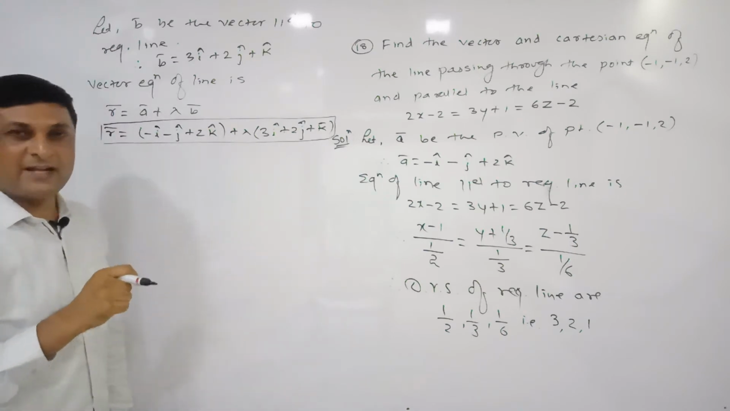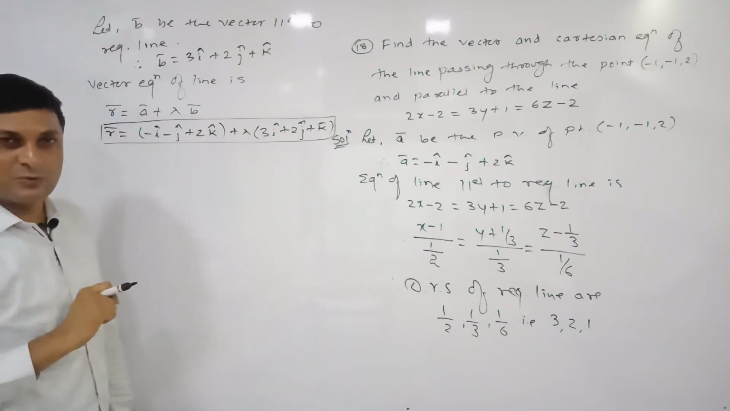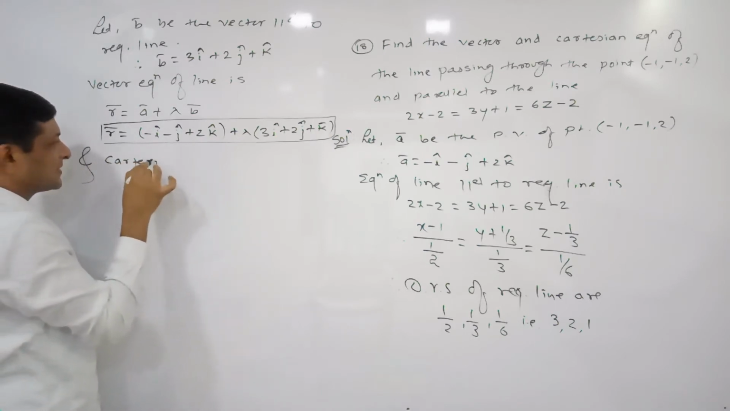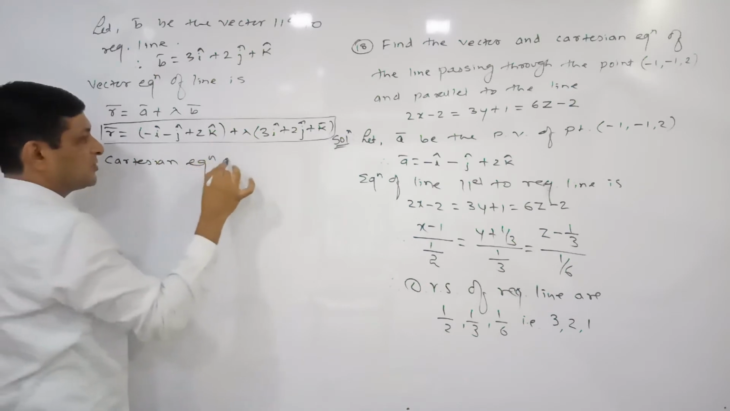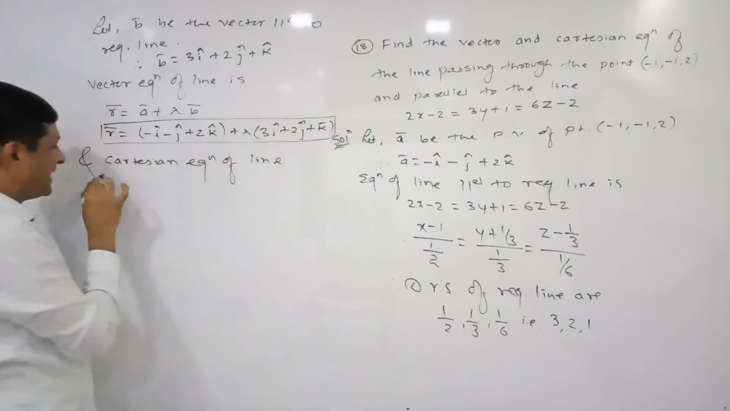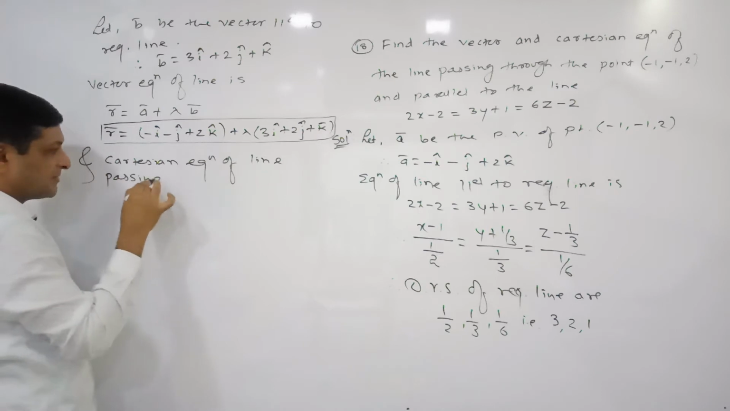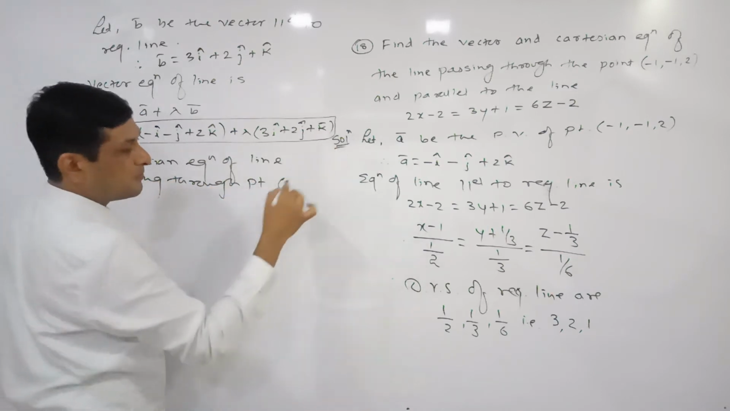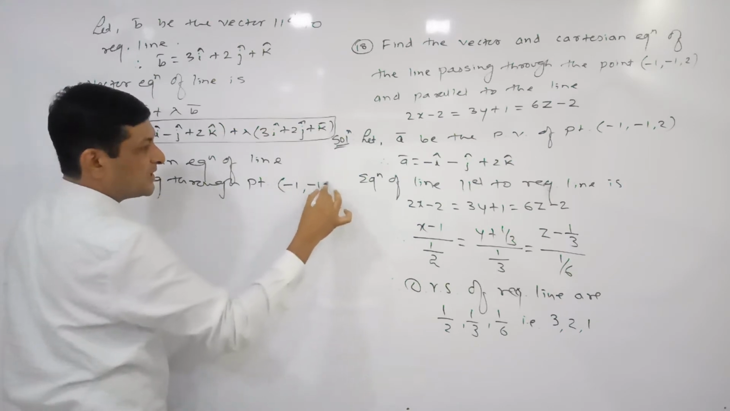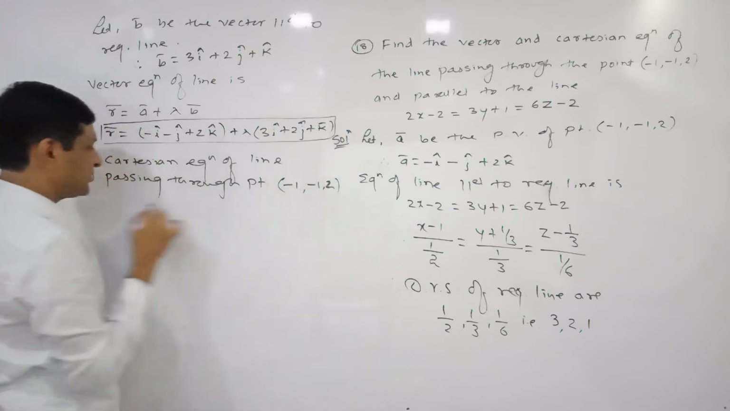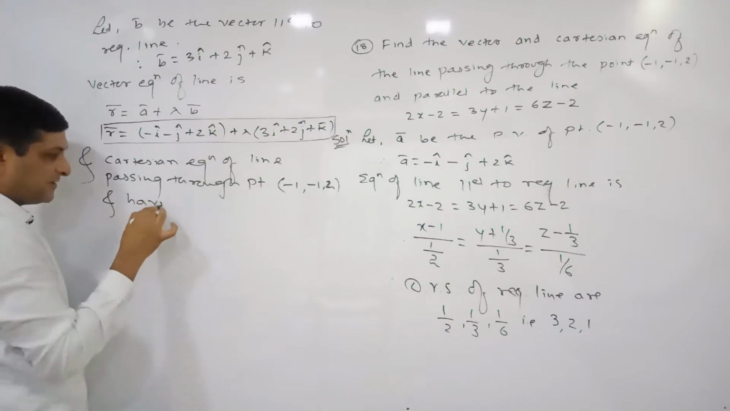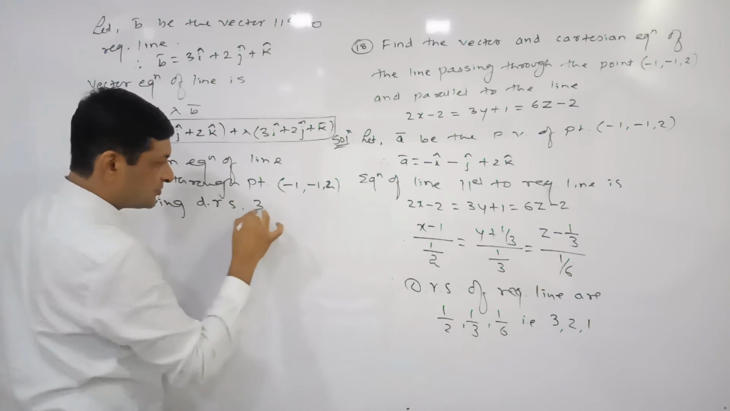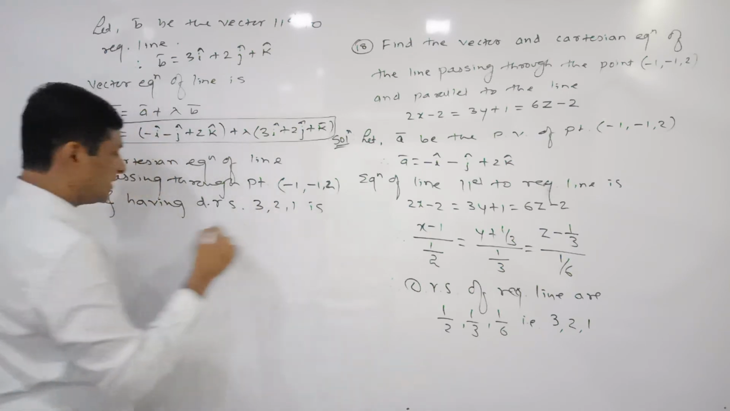Now we are trying to convert this vector equation into what? Cartesian equation. Cartesian equation of line passing through a point. What are the coordinates of the point? -1, -1, 2, and having direction ratios. What are the direction ratios? 3, 2, 1 each.